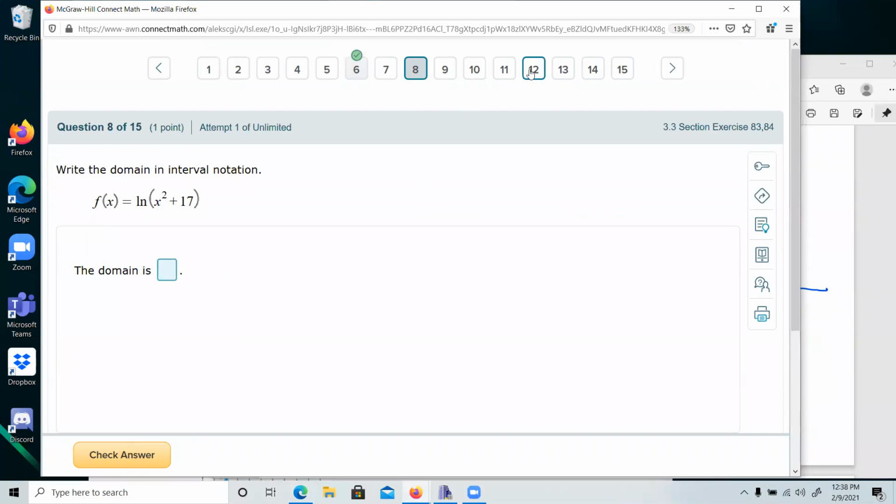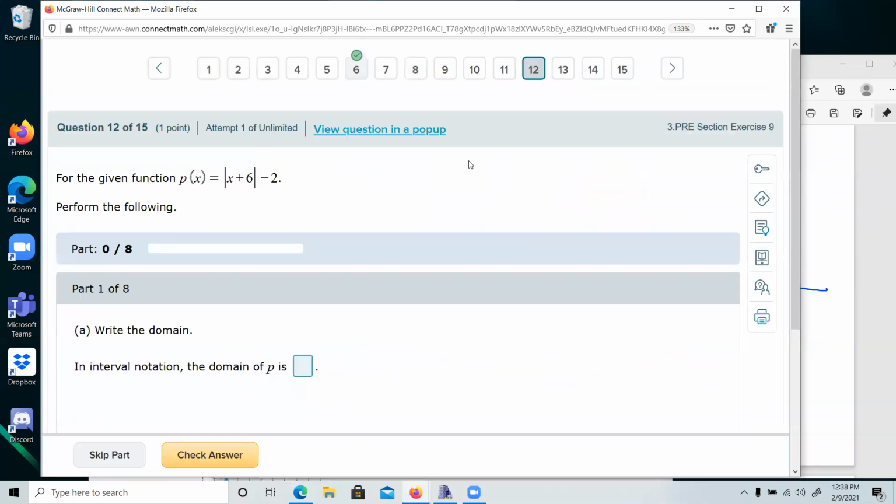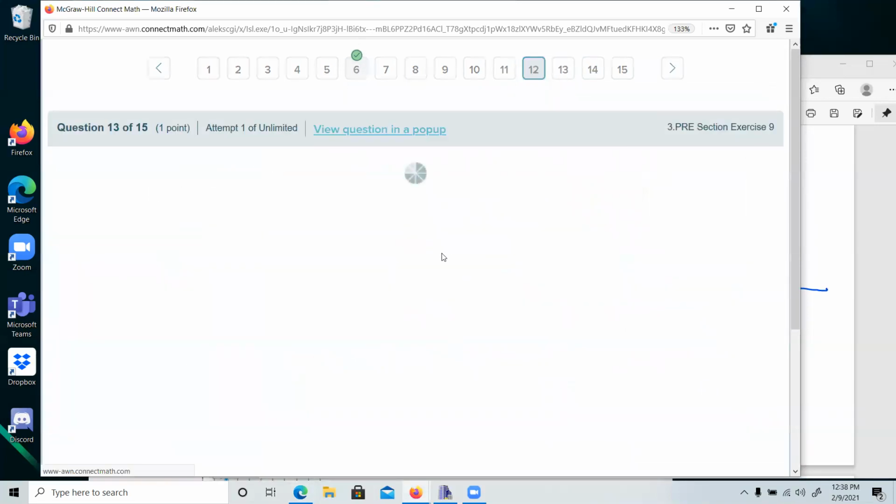All right, what else are they asking here? Why are they just asking about domains here? Oh, because it's probably going to take a logarithm.